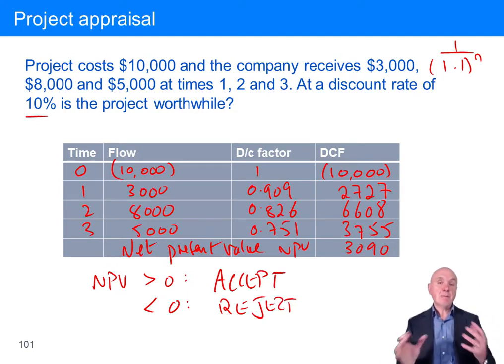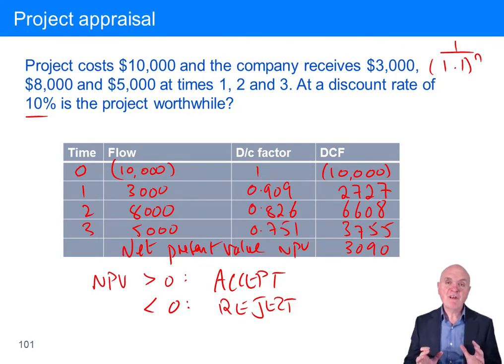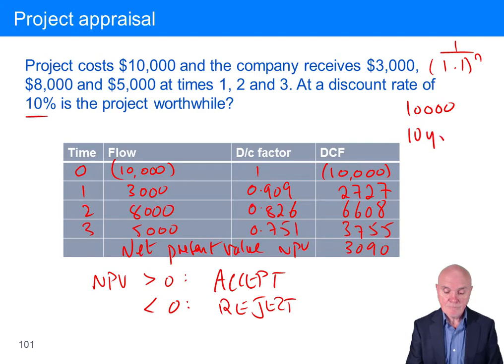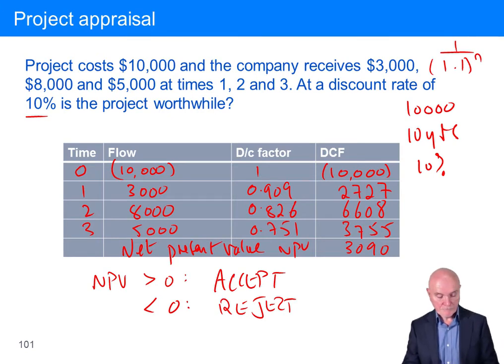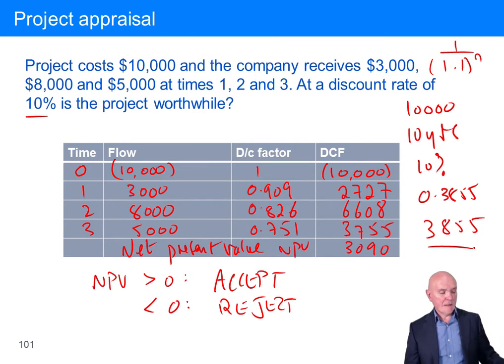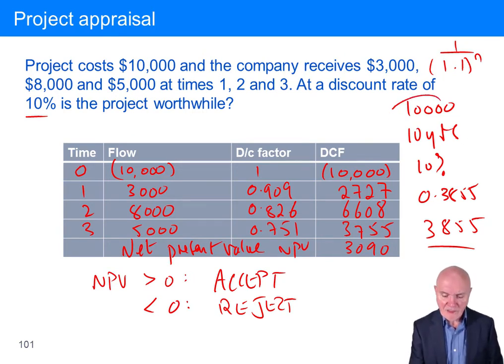So net present value is absolutely the most common, the most intellectually responsible, respectable way of appraising projects. It takes into account the time value of money, because quite frankly, if you get an amount of 10,000, and let's say it's in 10 years' time, and you're using a discount rate of, let's say, 10%, so we have 1 over 1.1, raised to the power of 10, the discount factor is 0.3855, then that 10,000 is really worth 3,855. It's well less than half of its face value.